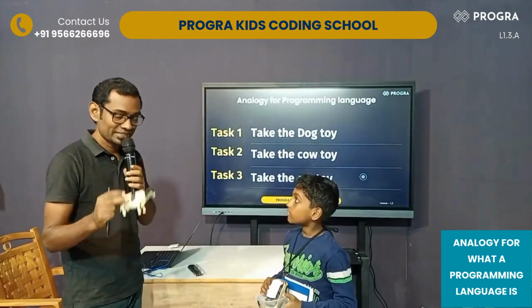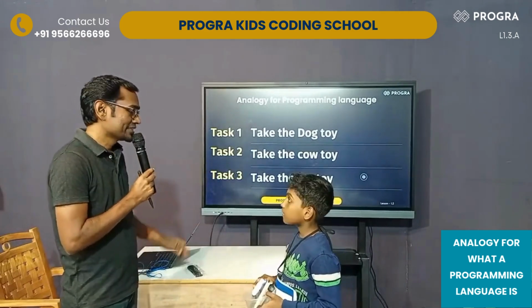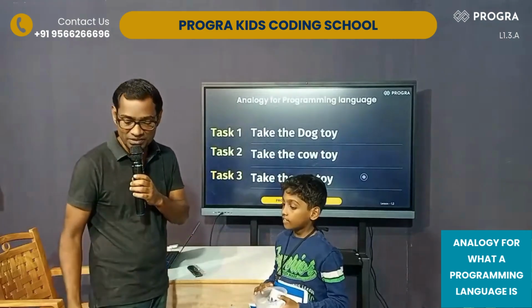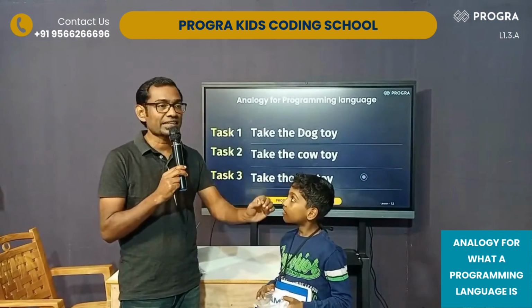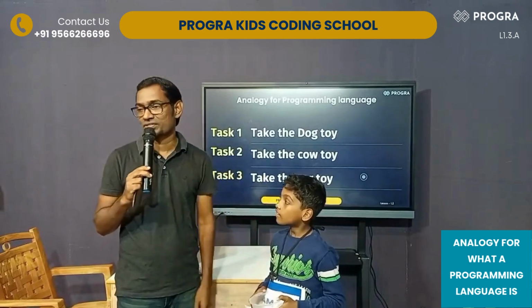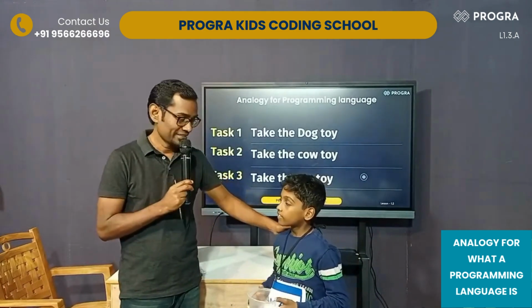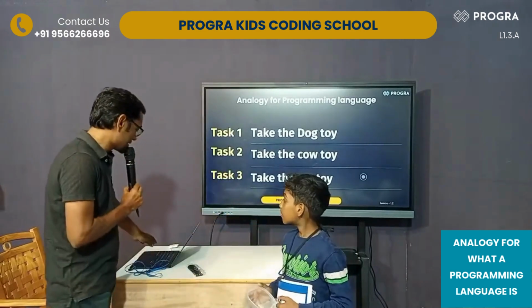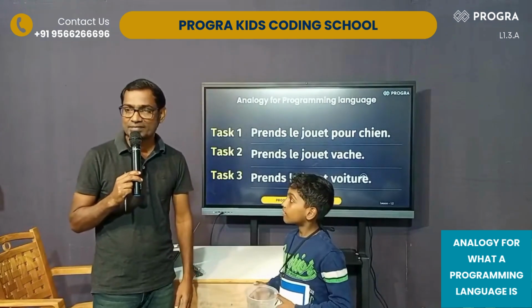Watch, guys. So the third task I'm going to give. Take the car toy. Yeah, the computer is amazing. So whatever I ask the computer to do, it exactly follows. So this is a good computer, right? But what happened when I gave this task? The computer is unable to perform. Any guesses?